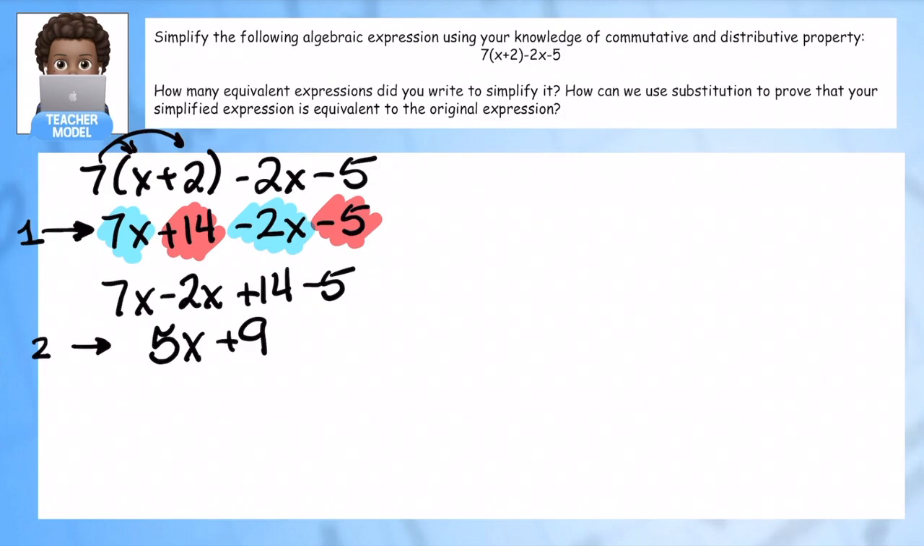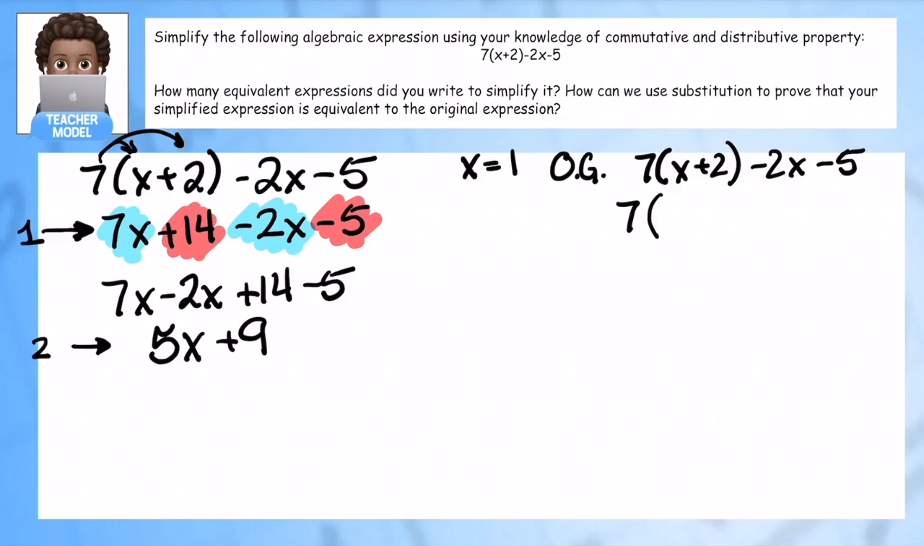Alright, now here's the second part. They asked, how can we use substitution to prove that our simplified expression is equivalent to the original? So we're going to make up a term for x. In this case, let's just make x 1 and make it nice and easy. And let's start with our original, our OG. 7 times x plus 2 minus 2x minus 5.